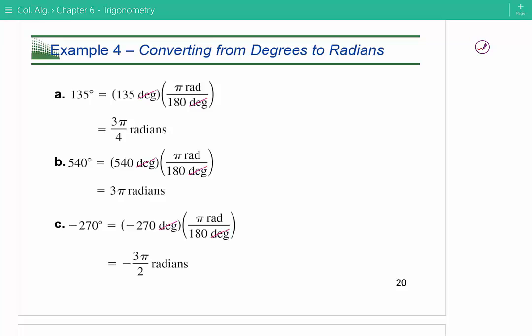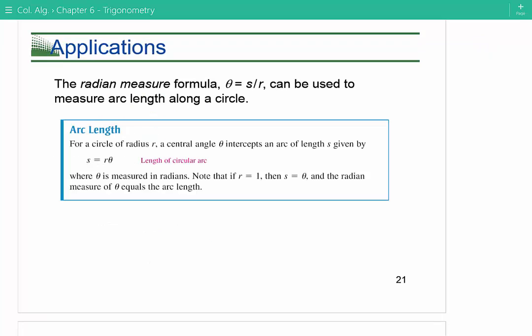So here's an example then. If I have 135 degrees, multiply by pi radians over 180 degrees so that the degrees cancel. And then when you simplify, you just get 3 pi over 4. Same thing here. Going from degrees, multiply by pi over 180, degrees cancel, you get radians, and turns out that 180 goes into 540 exactly 3 times. You just end up with 3 pi.